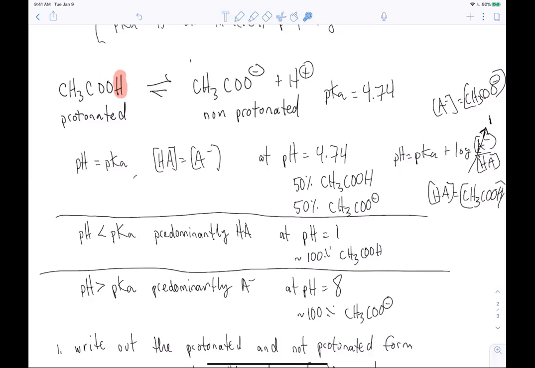I don't know the Henderson-Hasselbalch equation off the top of my head for the pOH, but it's something like that. pOH equals pKb, probably HA over A minus. I always use the pH one.